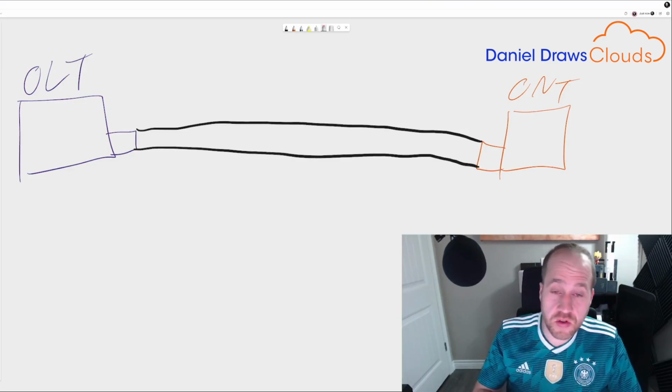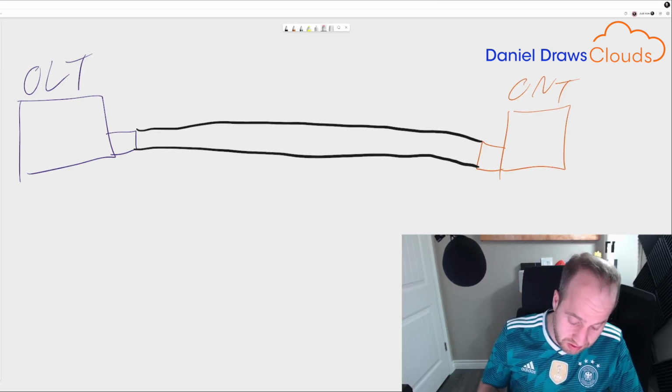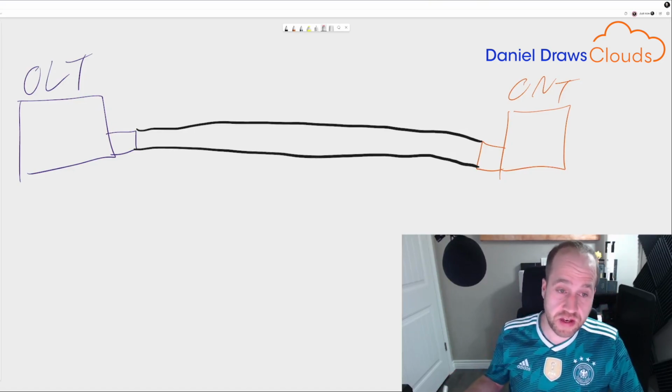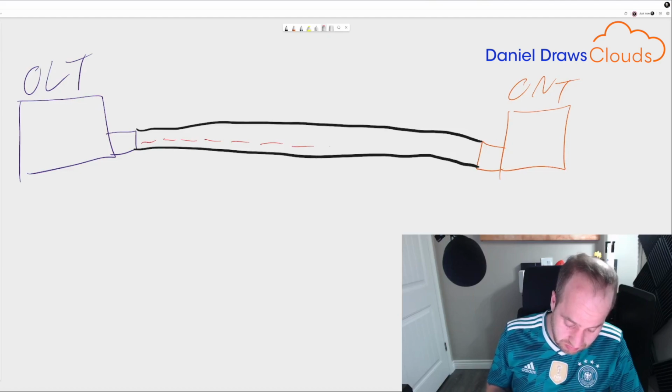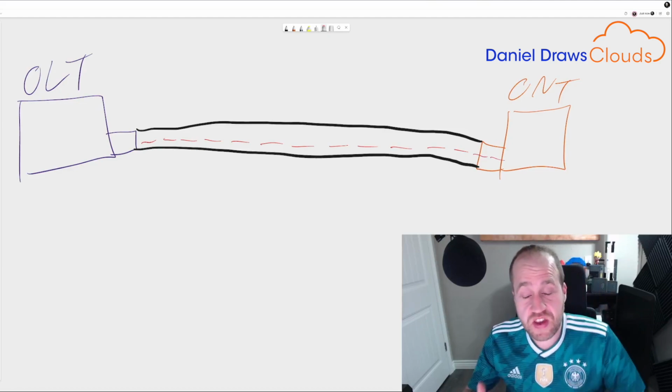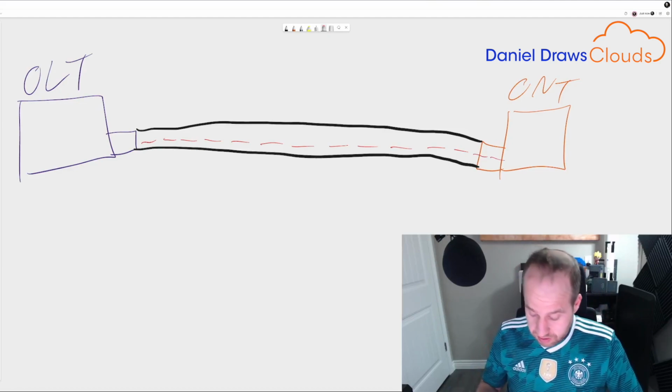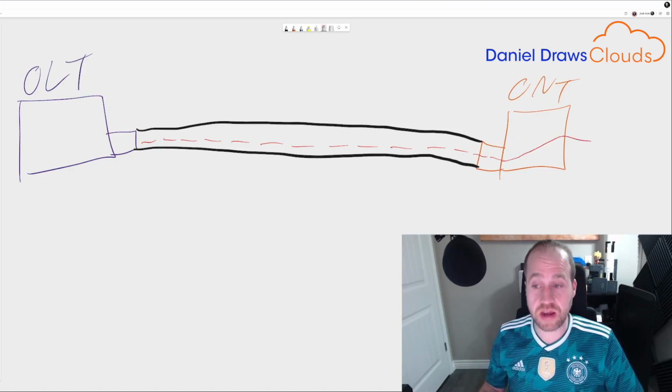So let's start at the OLT side. What the OLT laser is going to do is send out bursts of light, kind of like Morse code, dot, dot, dash, dash, and that light is going to go all the way down the pipe. It's going to get to the ONT. It's going to receive that light. It's going to interpret it. And it's going to turn that into data.